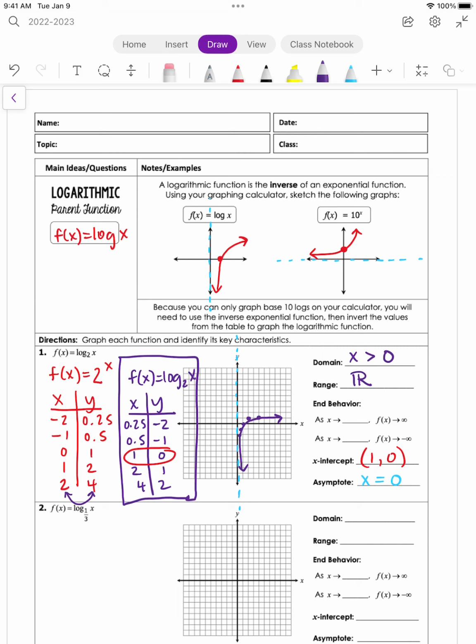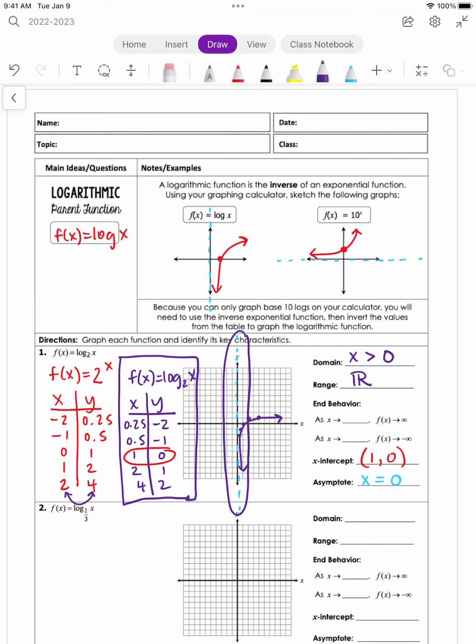Your end behavior is also opposite. So as x, as we go to the right side, right? So let me circle it again. As we go to the right side, so going towards positive infinity, our y values go to positive infinity. But what about the left side? Well, the left side, we have an asymptote that's blocking. It's like a wall.